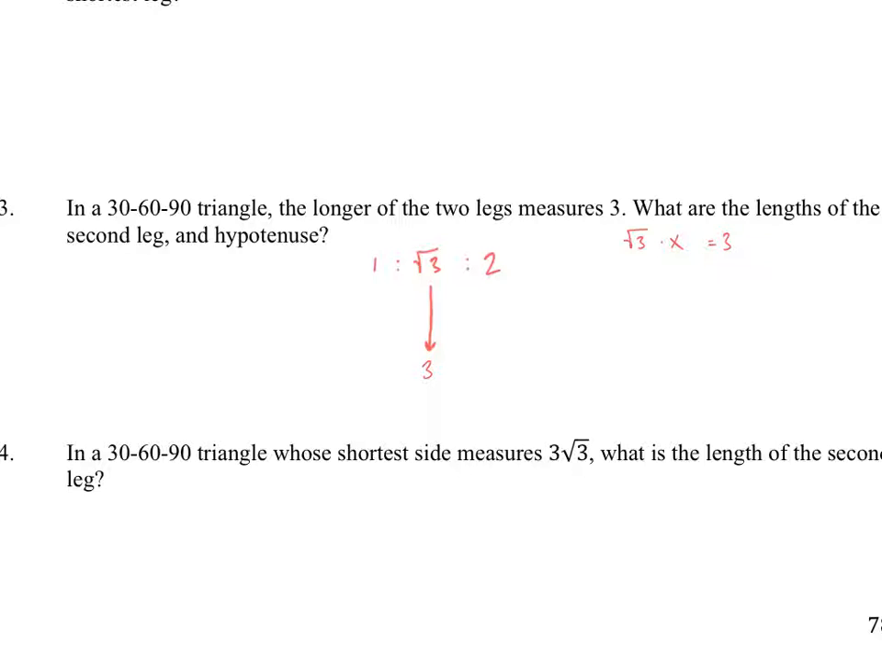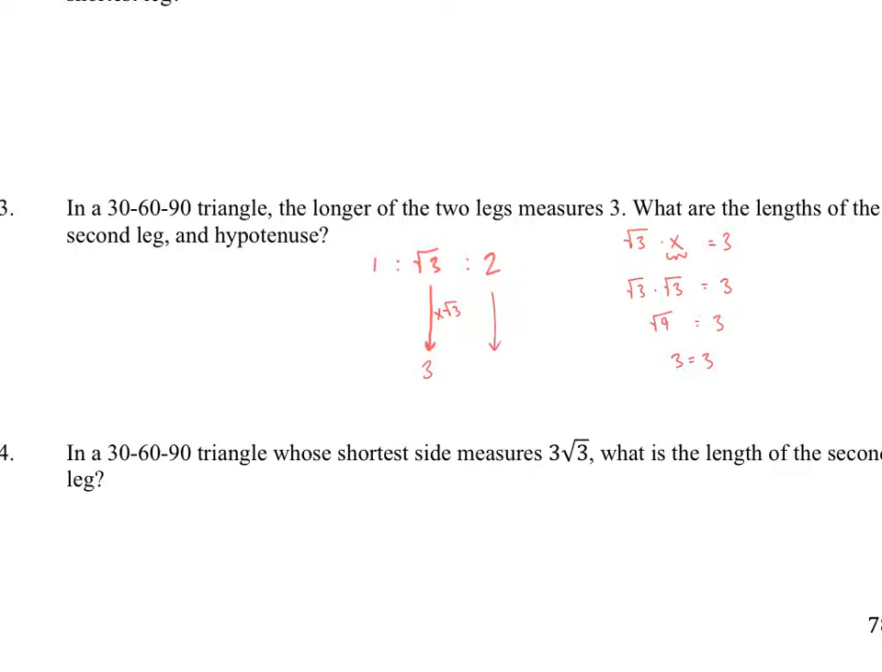Well, something goes here that's going to make this thing turn into a 3. And you can do some research and try to figure out what it is. What you're going to find is that radical 3 has to be multiplied by radical 3 to become a 3, right? Because radical 3 times radical 3 is radical 9, and the square root of 9 is 3. So that means that this was just multiplied by radical 3.